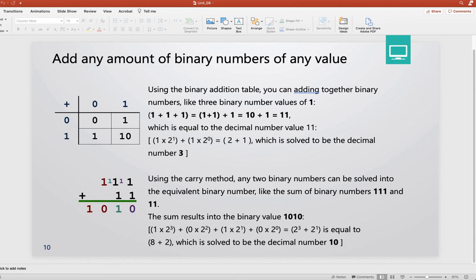Using the binary addition table, you can add together binary numbers, like the three binary values 1 plus 1 plus 1. You first compute 1 plus 1, which equals 10, and then add 1 to the 10, which gives 11 in the binary number system.